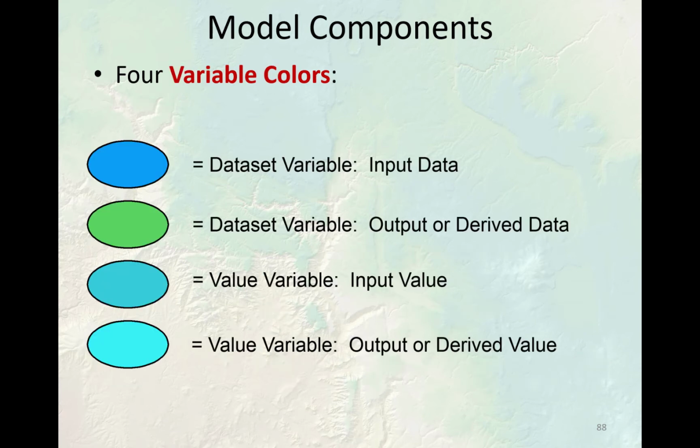Looking at variables, they'll be the ovals, but there'll be 4 different colors, and the colors indicate what those variables represent. So a dark blue is an actual data set, whereas green is a data set that is produced by a process or a tool. So the blue would be what goes into the process. The green is what comes out of it. Now these more cyan colors, these are values. That means they could just be a number or a text value. That's a different thing than an actual data set variable.